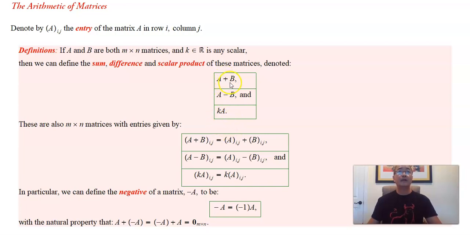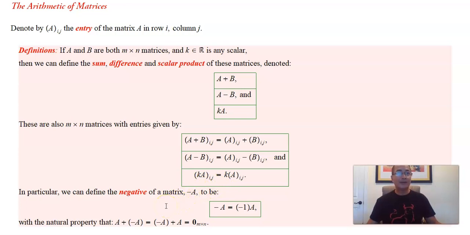So, what is found in A plus B? The entry in row i, column j of A plus B is just the entry in row i, column j of A, plus the entry in row i, column j of B. So that is what this equation means. And similarly for A minus B, you just subtract from the entry in A the corresponding entry in B. If you want the entry in k times A, you simply get the entry in A in row i, column j, multiply it by k. And that's what you write down in the matrix product.